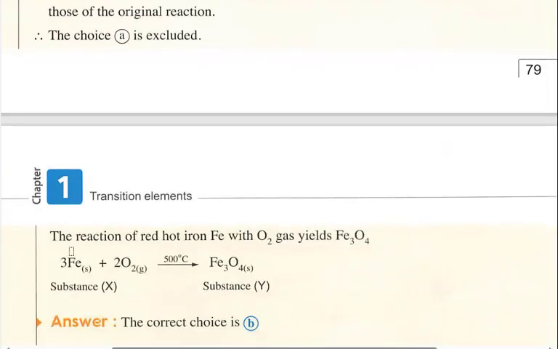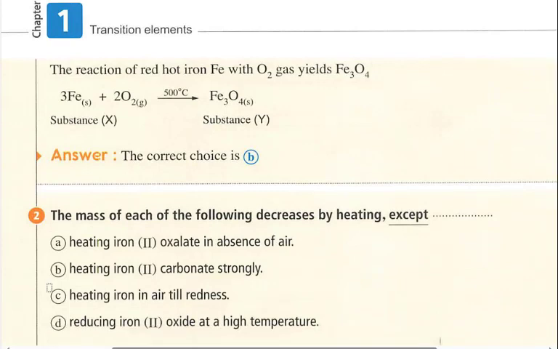Here is another example. The mass of each of the following decreases by heating except. So all those substances whose mass decreases by heating, we do not want. We want the substance whose mass is constant or increases by heating. Heating iron carbonate in the absence of air or in air, no problem. It will lose carbon monoxide and carbon dioxide, so it will decrease. So we do not want this choice.